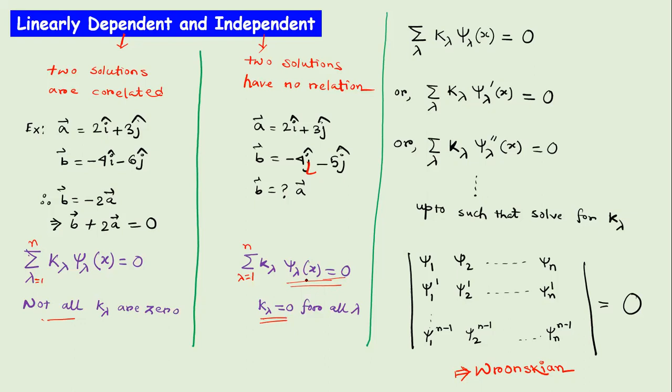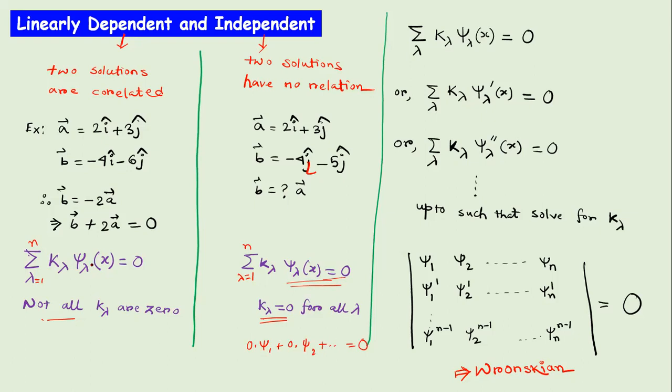If the solutions are independent and we want to write their summation equal to 0, then we must multiply by the coefficient 0. If we multiply all the coefficients 0 with the solutions, that is 0 into psi 1 plus 0 into psi 2 and so on, then we can write it equal to 0, because these are not related to each other.